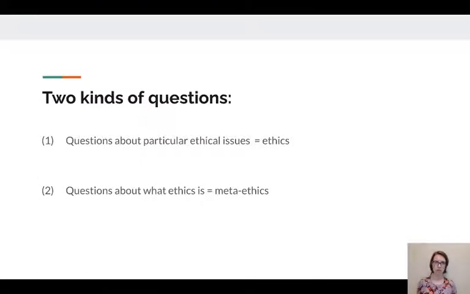Okay, so let's notice the following distinction. There are two kinds of questions we can ask about ethics. So first, we can ask questions about particular ethical issues. This is what we'll be calling ethics. Second, we might also have sort of broader, bigger picture questions about what ethics even is. This is what we call meta-ethics.